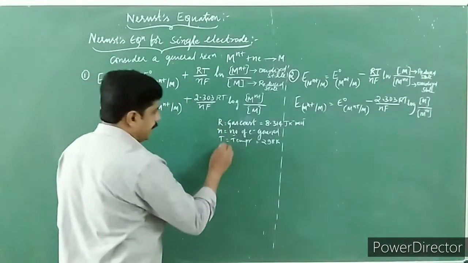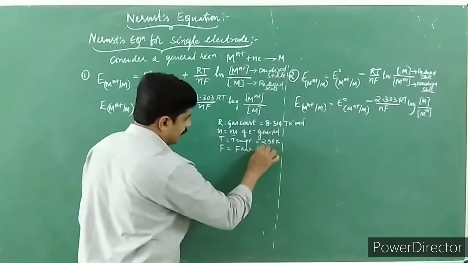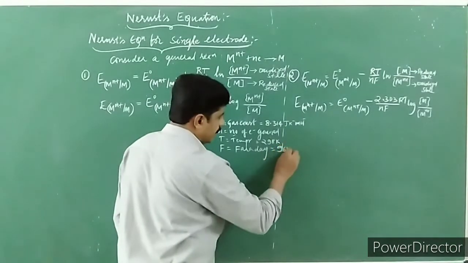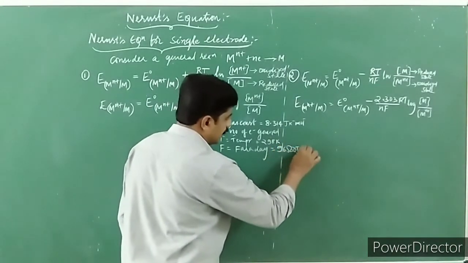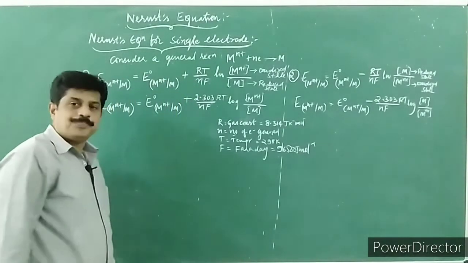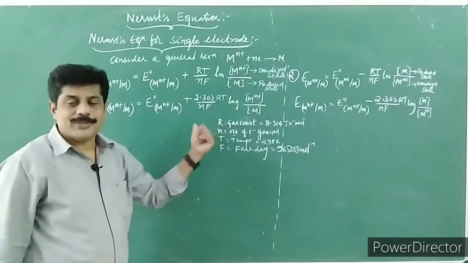And what else we have? We have F. F is nothing but Faraday. What is that? Faraday, whose value you know is 96,500 coulombs per mole. Children, what do we do? Now I substitute all these values in these two equations.